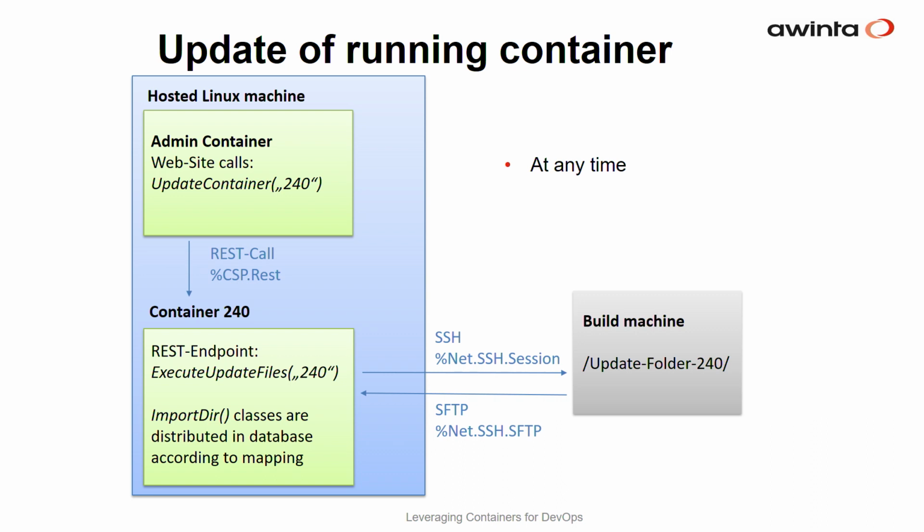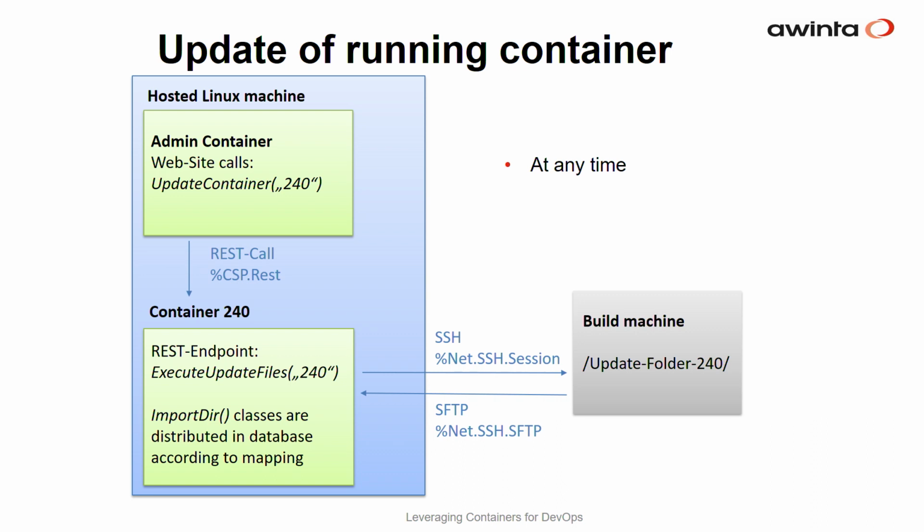Those files can be brought into the container quite easily by this method. But how does this work? We have the hosted Linux machine on the left-hand side, and there you see the administrative container, and below it container 240 that we want to update, for example. Then on the website, we go to container 240 and click update. Then a REST call goes from the administrative container to container 240 and arrives at the endpoint execute update files.